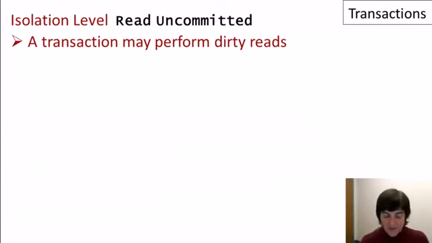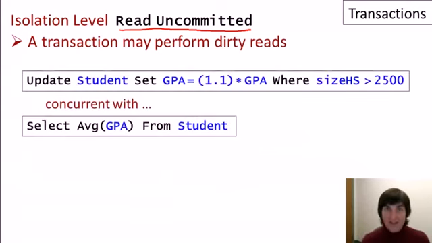So here's our first isolation level, and it's our weakest one. It's called read uncommitted, and what it says is that a transaction that has this isolation level may perform dirty reads. It may read values that have been modified by a different transaction and not yet committed. So let's take a look at an example.